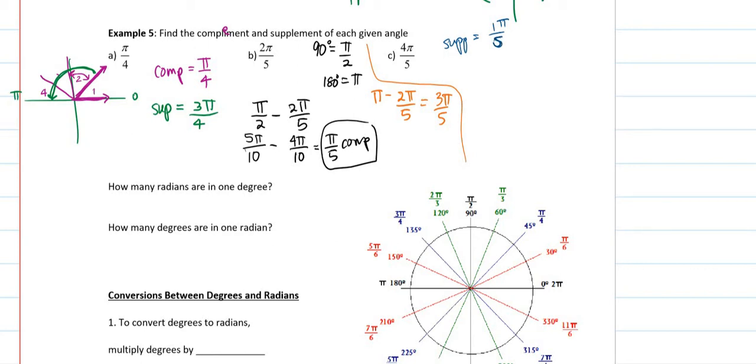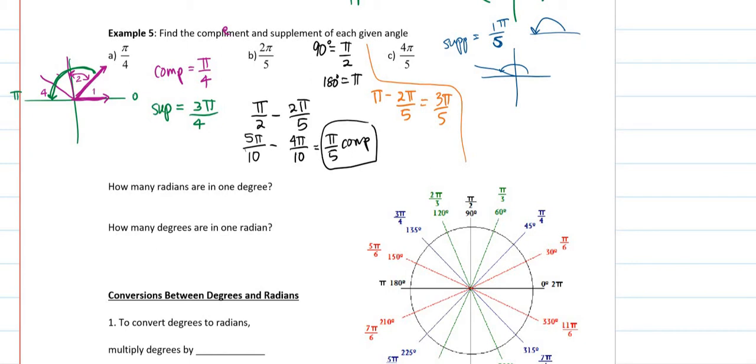So that's the supplement, because that takes us all the way to 180 degrees. If we want to find the complement, that is 90. And we had 4 pi over 5. So that was going all the way over to there. And in order to get just to pi over 5, we would subtract.